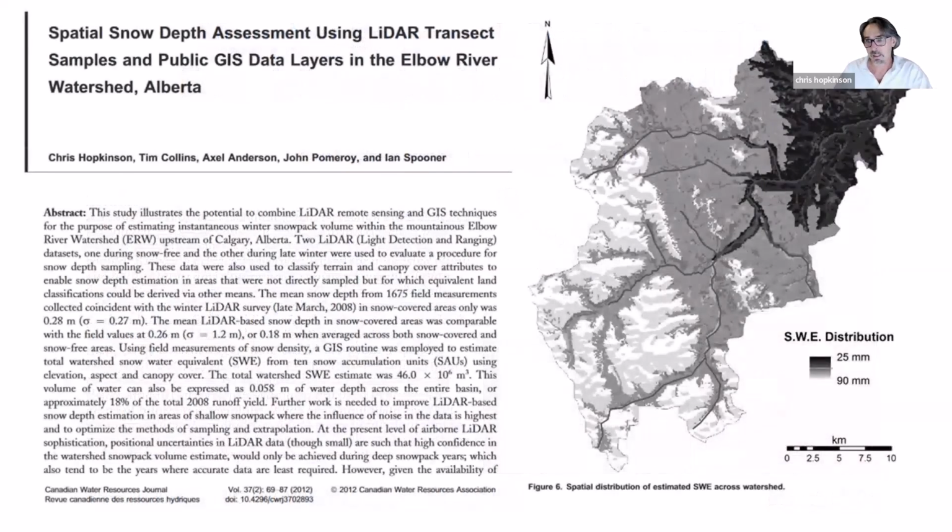And then again, based on that work, the government of Alberta and the city of Calgary employed my lab to do a similar study over the Elbow watershed, which drains directly into the city of Calgary. And that was also a sampling strategy similar to the one we're going to look at today, although it was over a much, much smaller area.